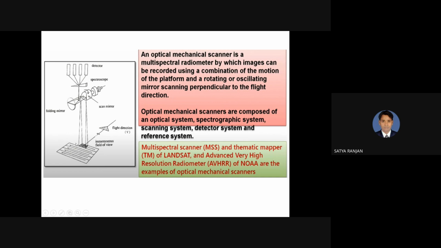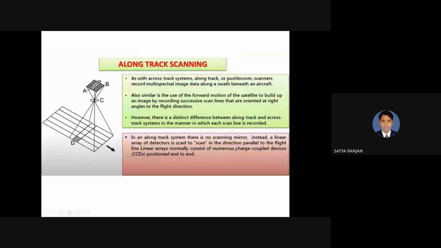Some of the examples are the multispectral scanner, MSS, and the thematic mapper of Landsat data. So Landsat data are from across track scanning systems, and the AVHRR of NOAA is an example of an optical mechanical scanner. So these are some examples of the across track scanning system. Then the along track scanning system. When the flight is moving along one direction, then the tracking system is also on the same track.